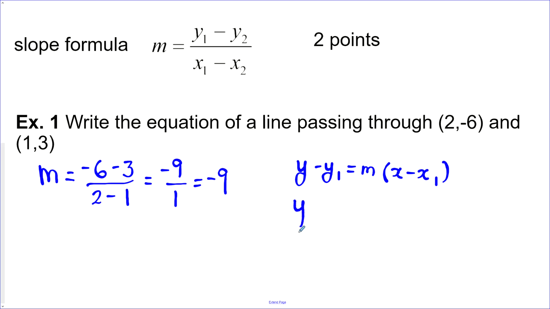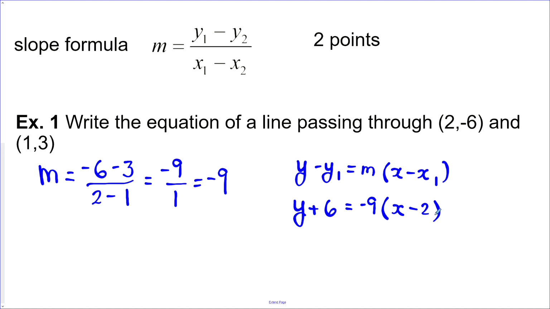So y is our variable, so we leave it as y. And then y1 will be this one here, negative 6. Now, minus negative 6 just really becomes plus 6. Our slope, which we just calculated here, is negative 9. And our x value of this point is 2. And so we're done. That is the equation of a line that passes through those 2 points.